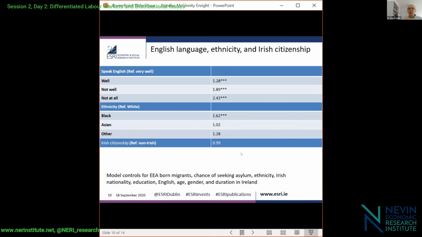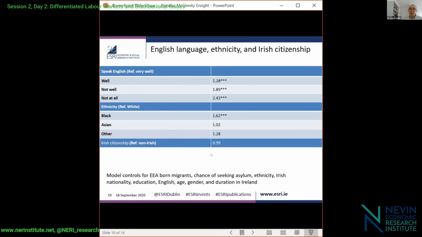And so even when we consider the channel that they use to arrive in Ireland, their human capital, their English language ability, it does look like the Black ethnic group has an additional kind of penalty attached to their participation in the labour market. So we can kind of confirm that hypothesis.